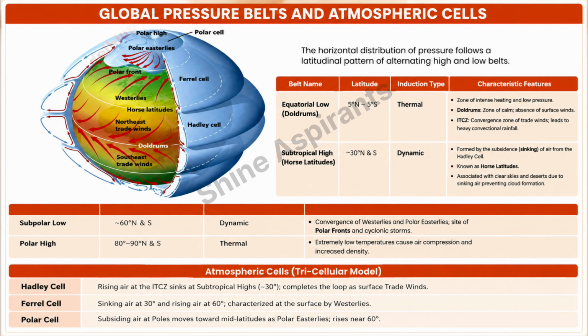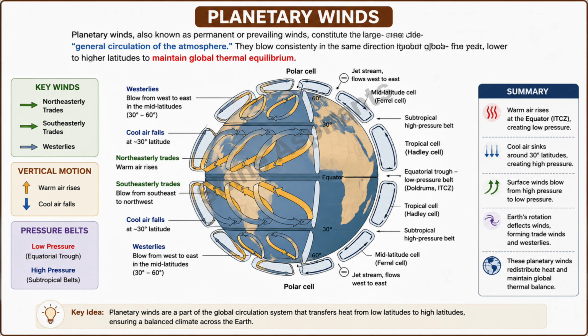Atmospheric cells, the tri-cellular model. Hadley cell: rising air at the ITCZ sinks at subtropical highs around 30 degrees. Completes the loop as surface trade winds blowing from 30 degrees toward the equator. Ferrel cell: sinking air at 30 degrees and rising air at 60 degrees. Characterized at the surface by westerlies blowing from 30 degrees to 60 degrees. Polar cell: subsiding air at the poles moves toward mid-latitudes as polar easterlies. Rises near 60 degrees.